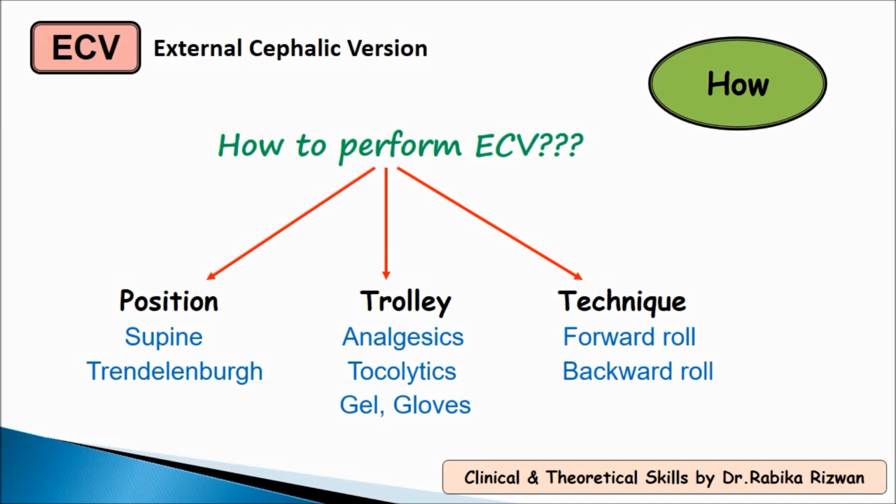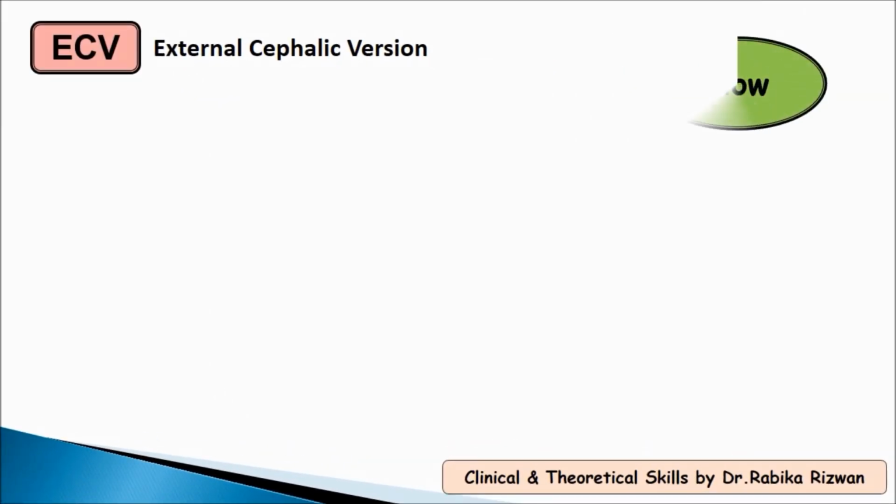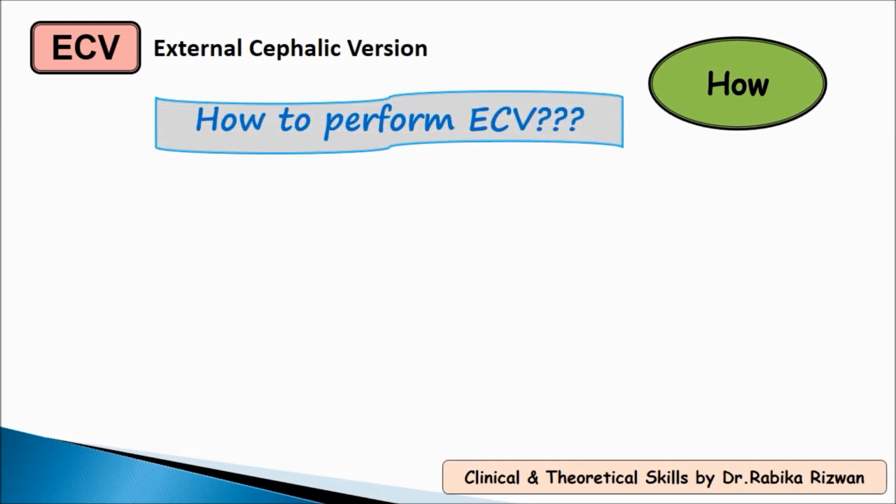Your trolley should be well equipped. It should carry gloves, gel, analgesics, that is painkillers, and tocolytics, that is the drugs to relax the uterus. Now the last thing is technique. We have two techniques, forward roll and backward roll.